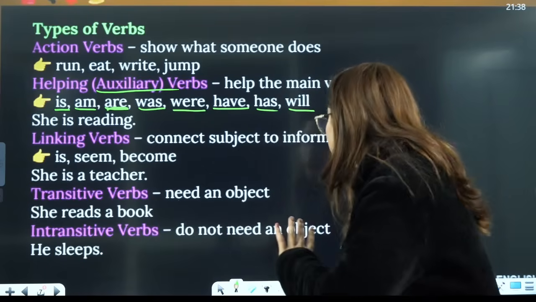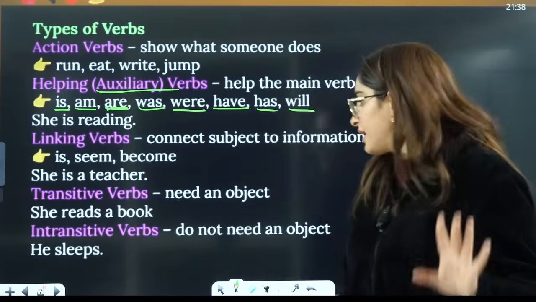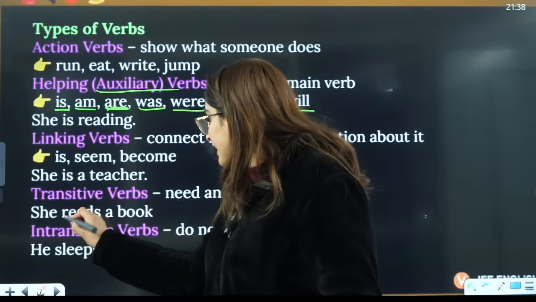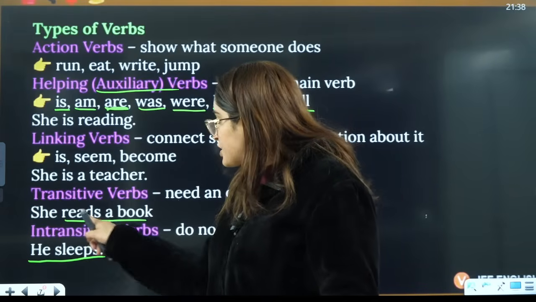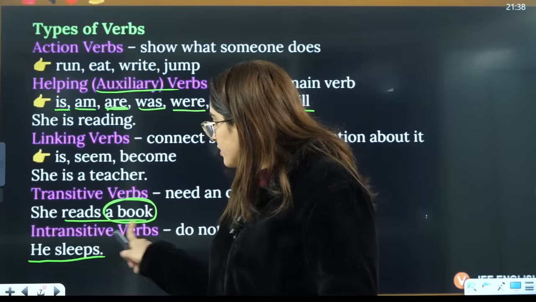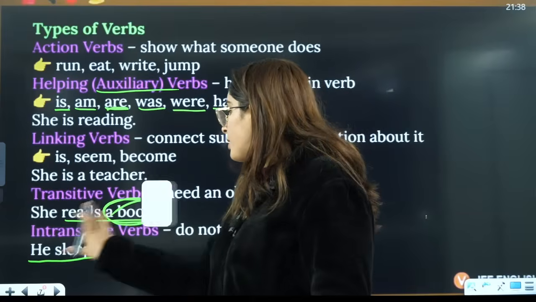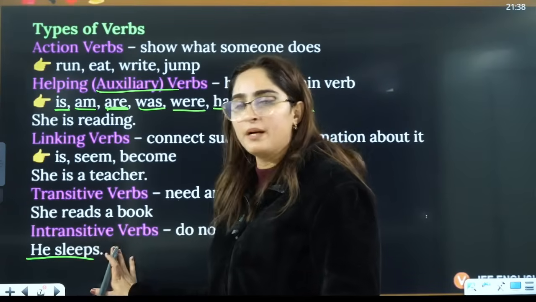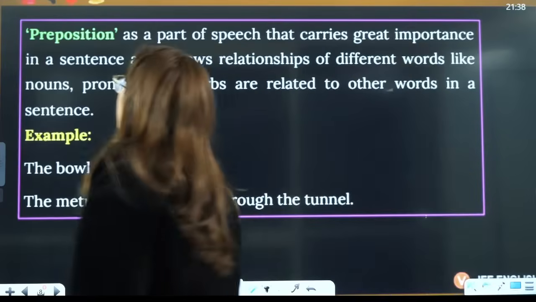Intransitive verbs do not need an object. He sleeps, right? She reads a book, but he sleeps. Here I'm saying she reads a book, here I'm saying he sleeps. Simple, right? Okay, so you don't need to know that many types and all, but still I'm giving you.